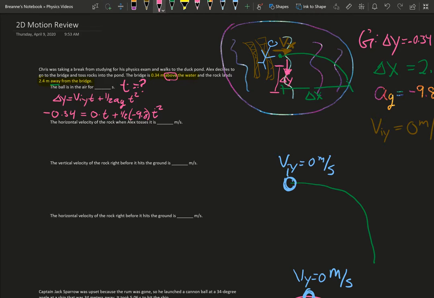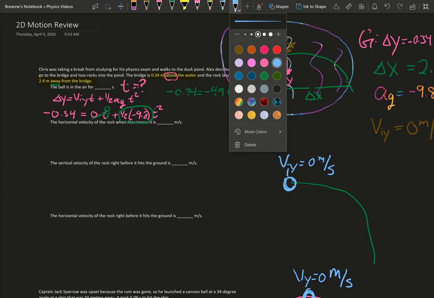0 times anything goes to 0, so that can go away. So we have a negative 0.34 equaling, now we can go ahead and multiply those together. So 1/2 times 9.8 gives you a negative 4.9 t squared.